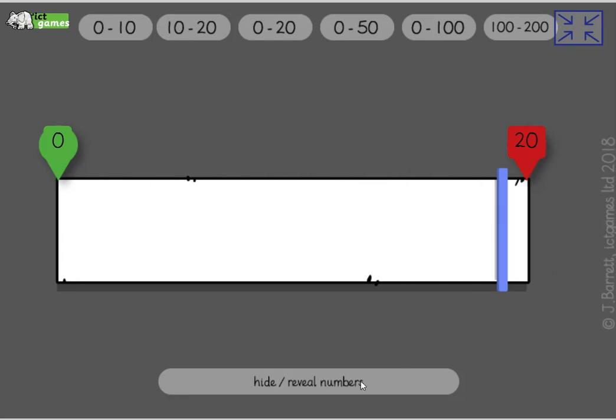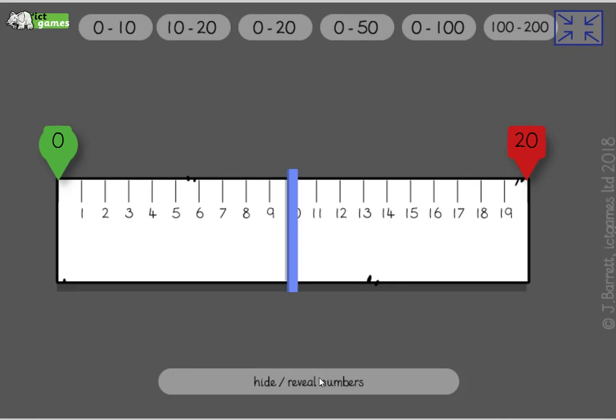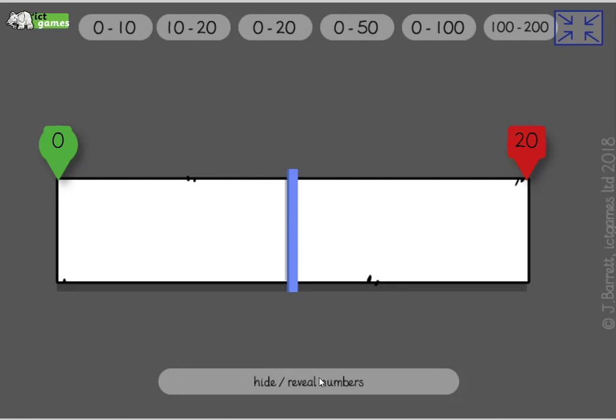Where would 10 be? That's right, it should be slap in the middle because it's halfway between 0 and 20, isn't it? Okay, now, where would 15 be? Perhaps you can say why. Should be in the middle here, shouldn't it? It should be halfway between 10 and 20, somewhere about here.